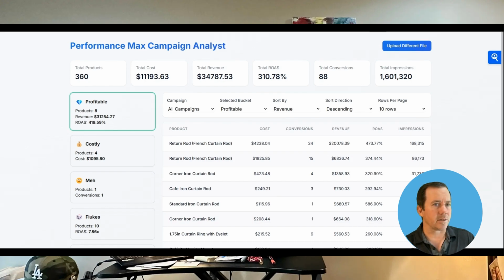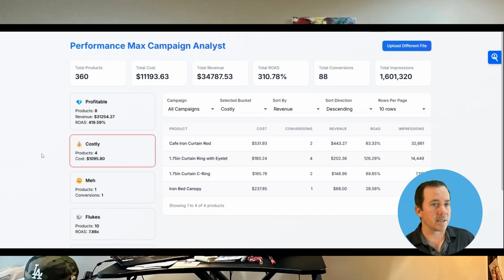As you can see, we have 360 products, total cost just over $11,000, total revenue almost 35 grand, total ROAS 310% with 88 conversions. So again, not the highest performing and not a lot of data, but you can see on the left-hand side that there is actually more gold in here than looking at this in aggregate. So you see there's 8 products that are deemed their highest or most profitable products with a total ROAS of 419% across the board. Then you have your costly products, which are 4 of them that are costing them $1,000 for the time period. Then you have the meh products.